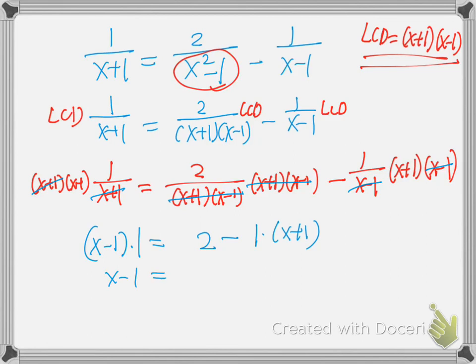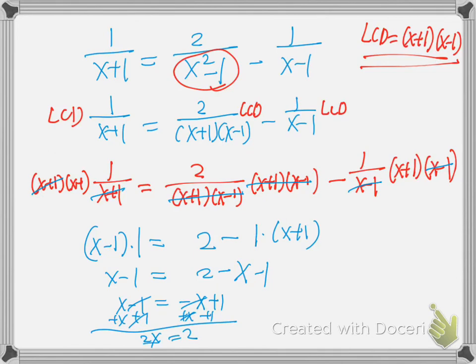So x minus 1 equals 2 minus (x plus 1). So this is x minus 1 equals negative x plus 1. So plus 1, plus 1, plus x, plus x. We got 1 cancelled here, 2x, and x cancelled here is 2. So divide by 2, x is 1.